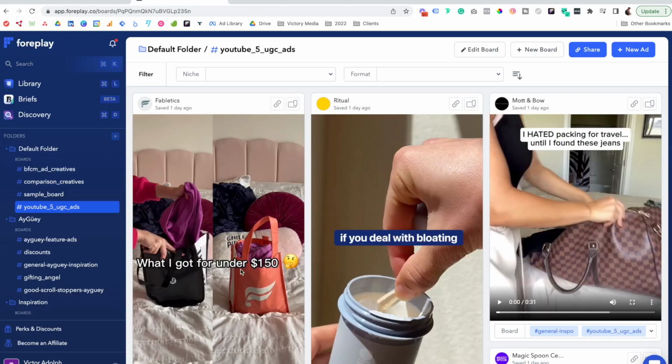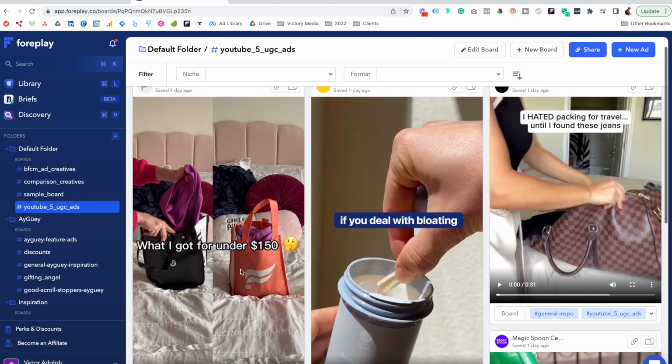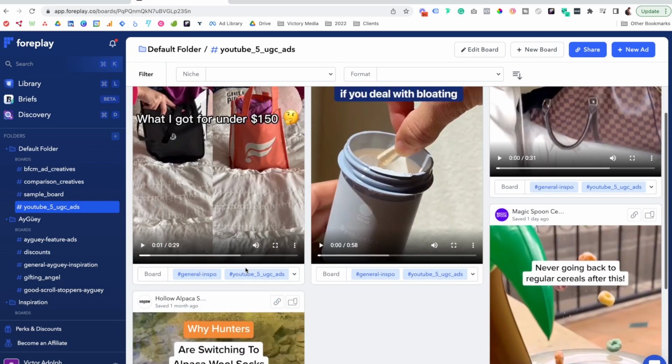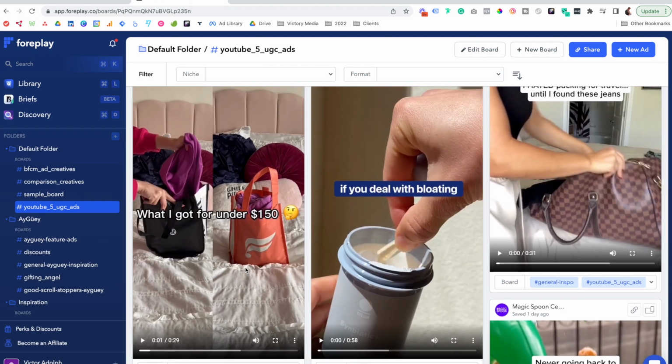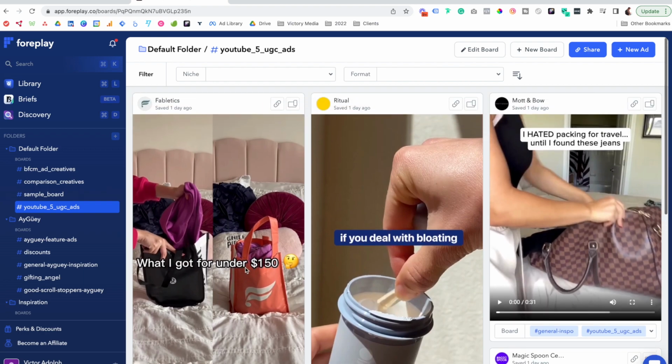So without any further ado, let's hop straight into my computer and take a look at 5 UGC ads for you to better understand what a great UGC ad actually entails. So yeah, let's go ahead. Here we are within my computer, and you can see that there are a couple of creatives that I've laid out, and we are here within Foreplay, the creative inspiration platform that we are using internally. Let's talk about those 5 creatives and hop right into this first creative from Fabletics.